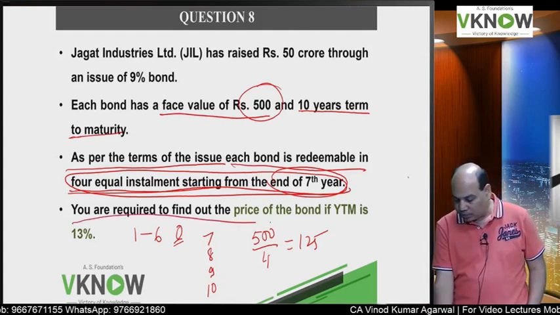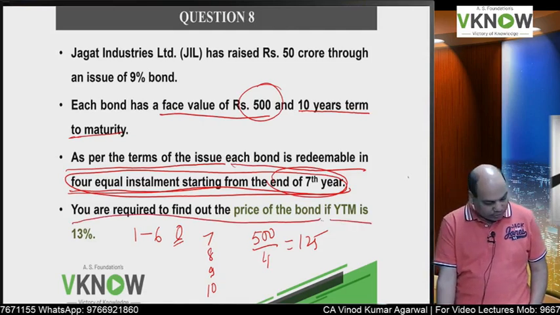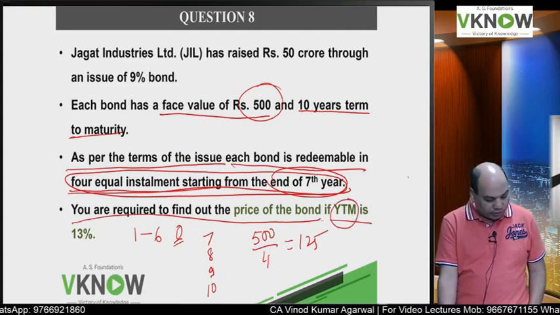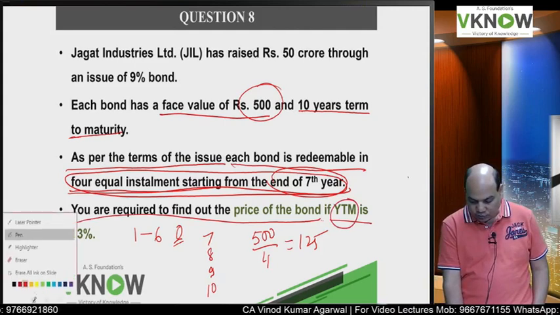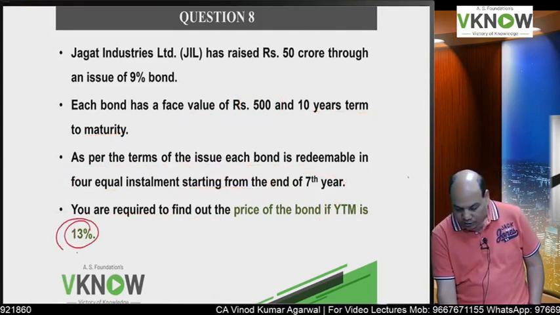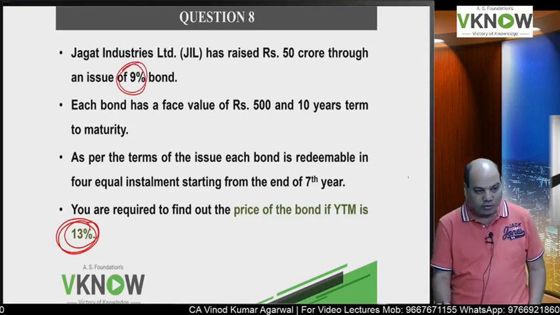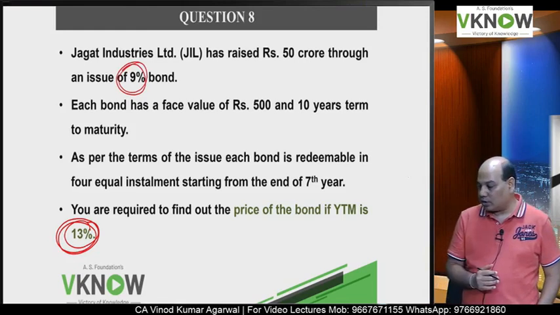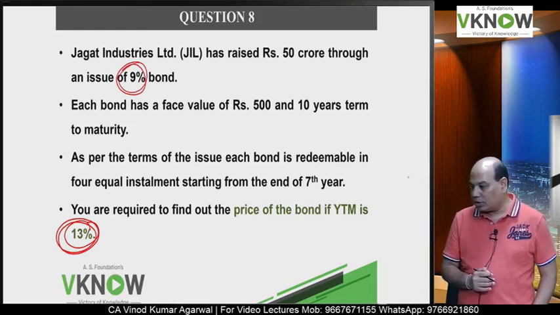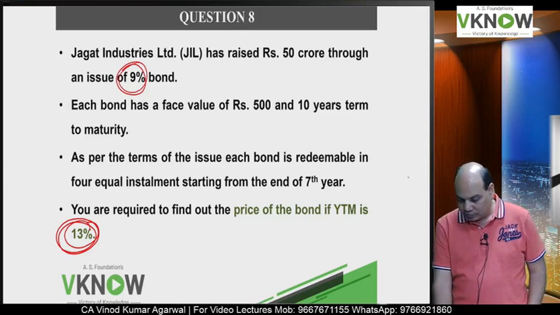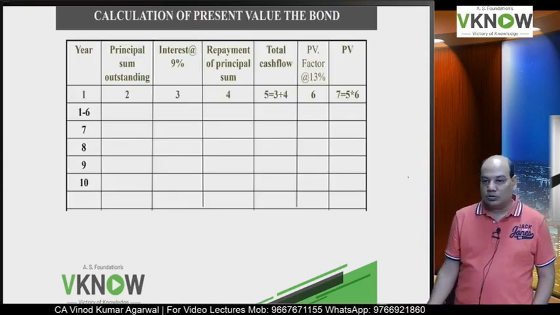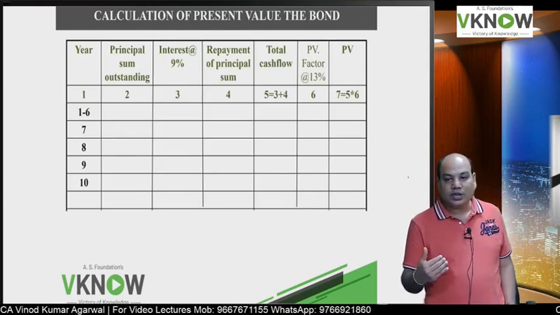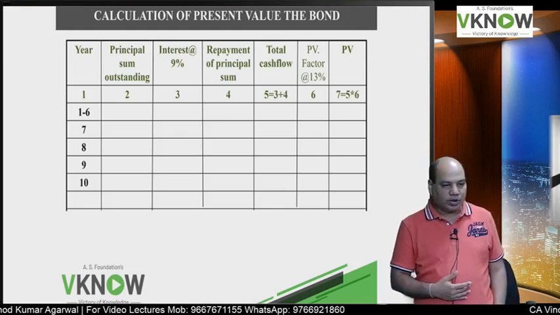You are required to find out the price of the bond if the YTM, meaning the required rate of return, is 13%. Before solving, if the required return is 13 and the coupon is 9, will the final answer be less than 500 or more than 500? It will be less, because your required return is more than the coupon rate. If the required return is more than the coupon rate, the bond will be issued at a discount, or bought at a lower price.